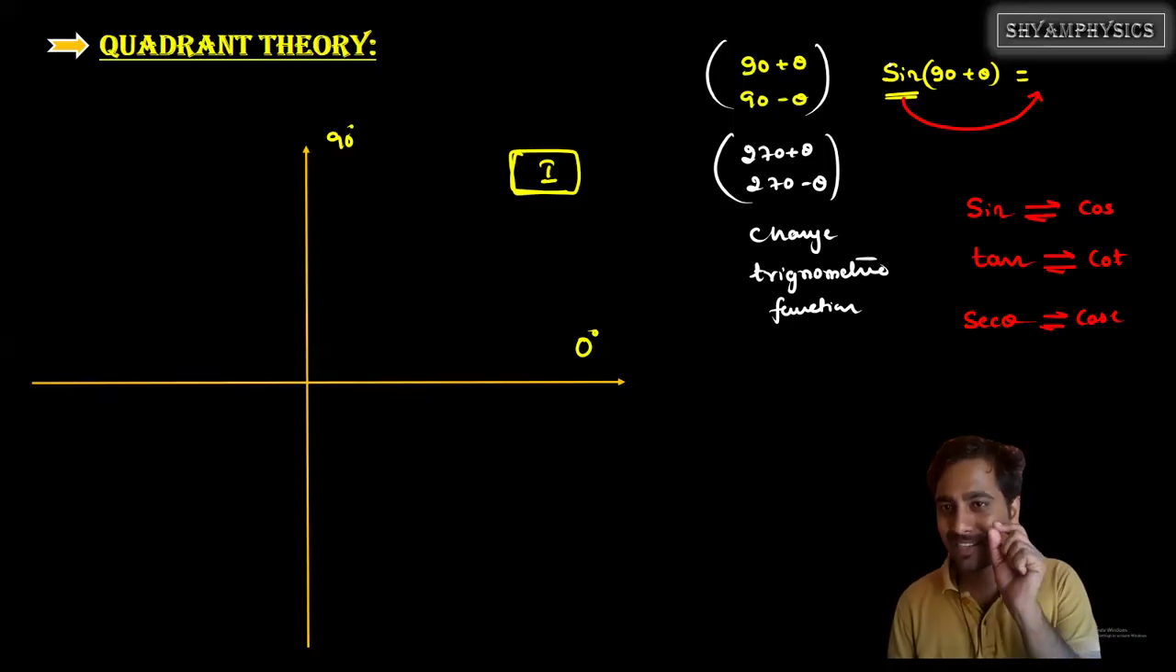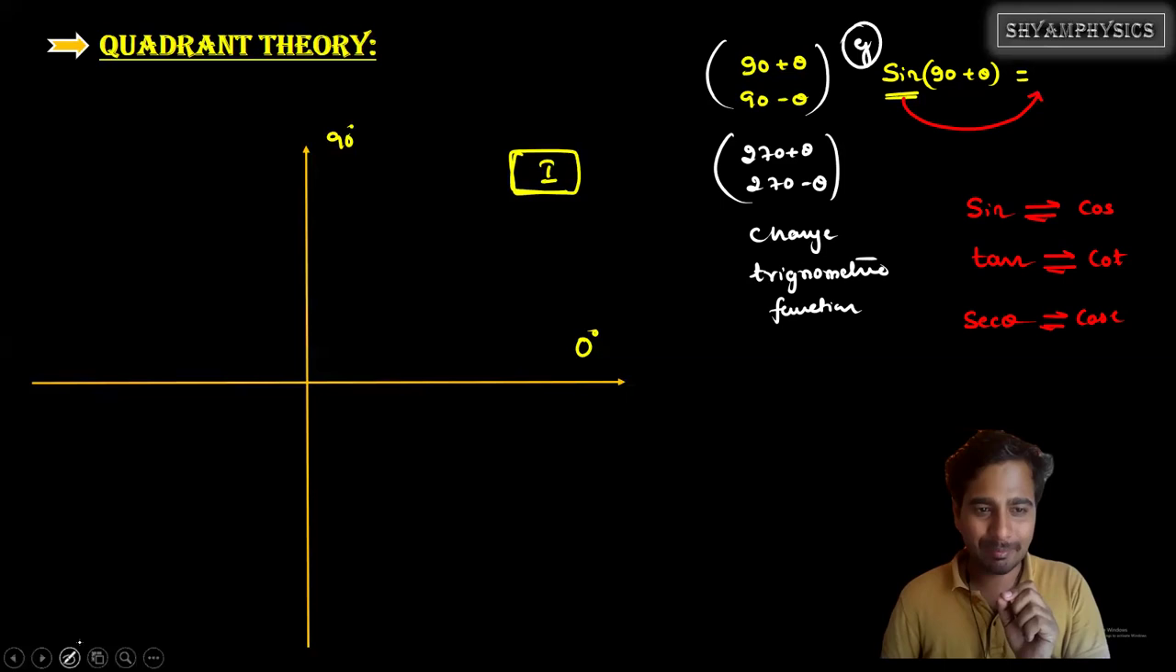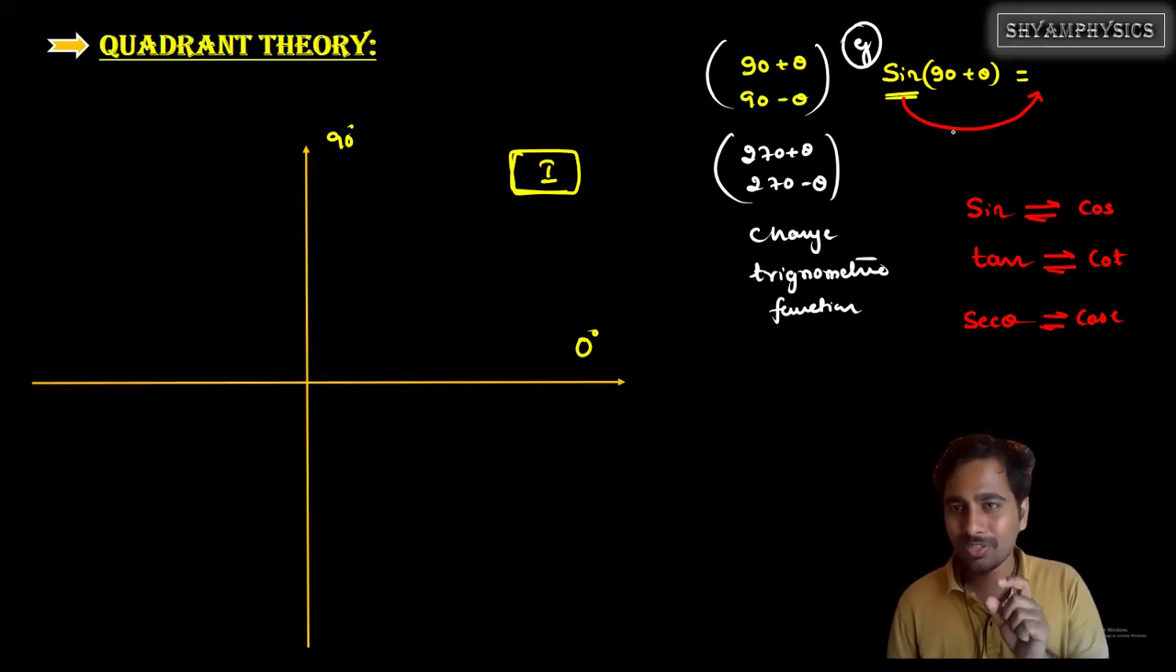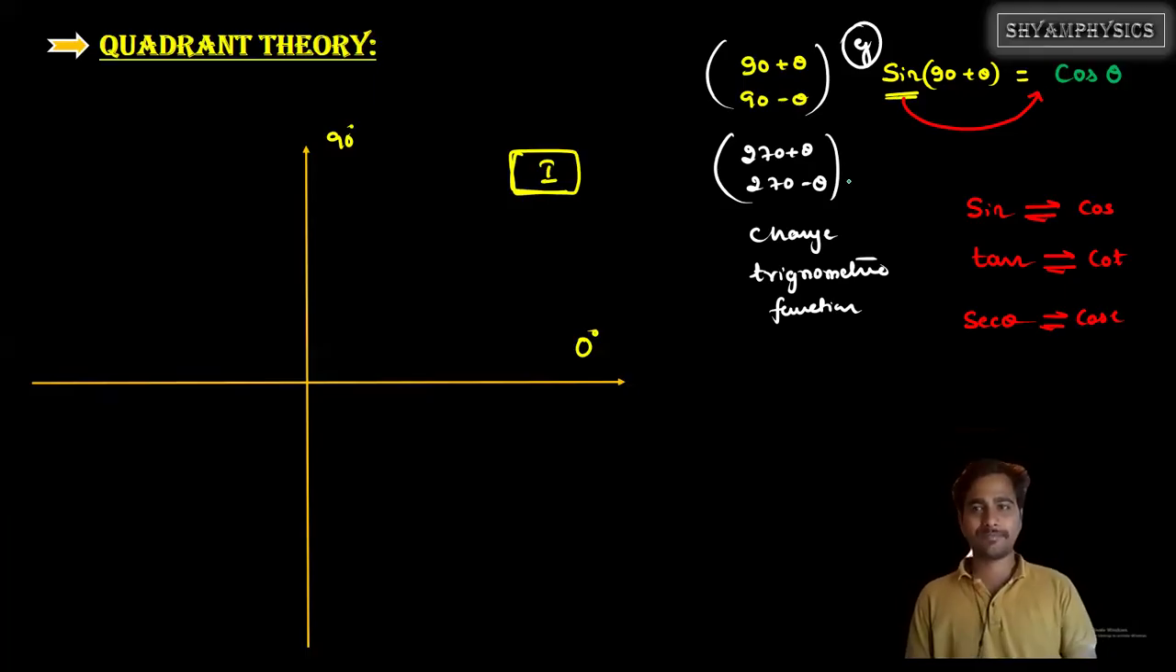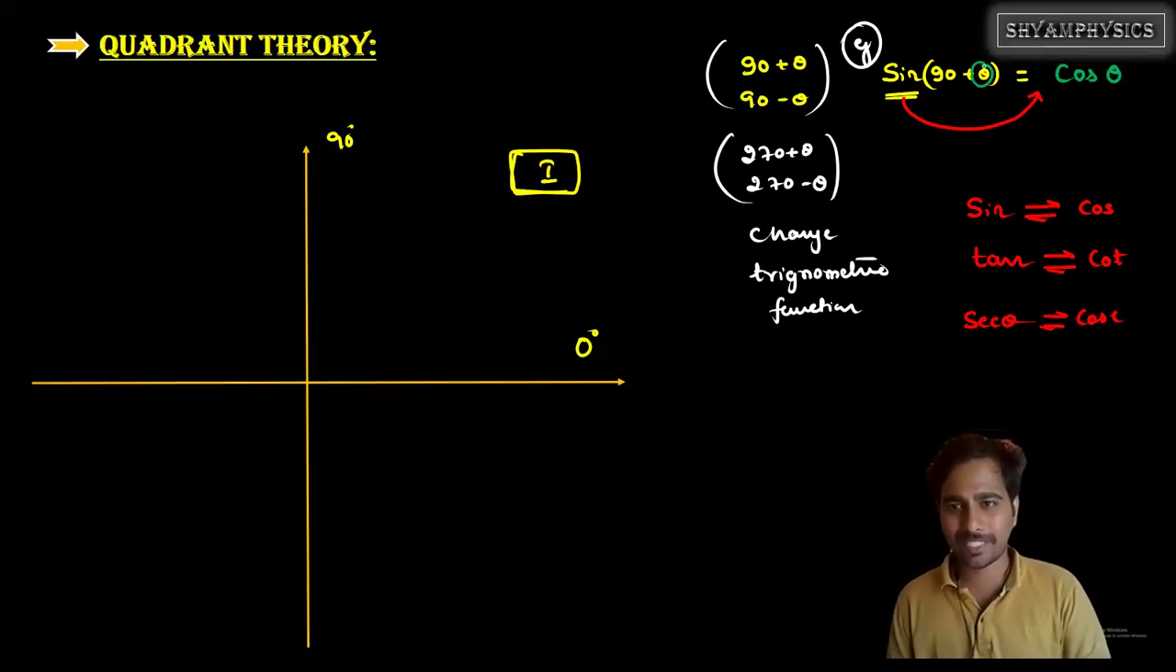Whenever it comes, that time first thing, here is a question. Look at this one, sine 90 plus theta. First, what do you need to do? First, change the trigonometric function. What do we need to write here? Directly you may write this as cos theta itself. 90 plus theta is there, so write its theta value directly, cos theta, by changing.